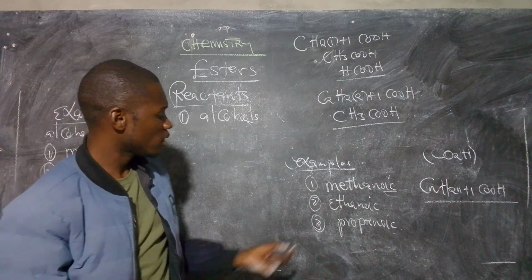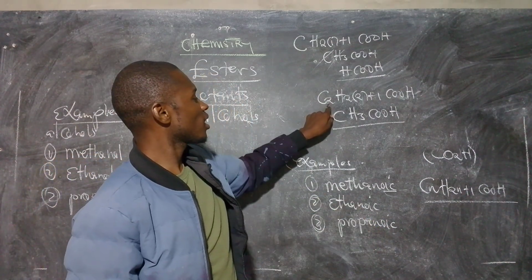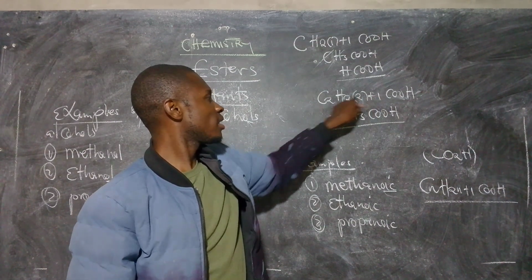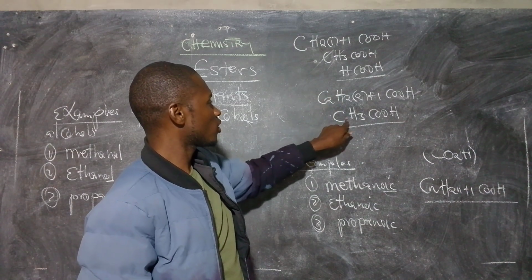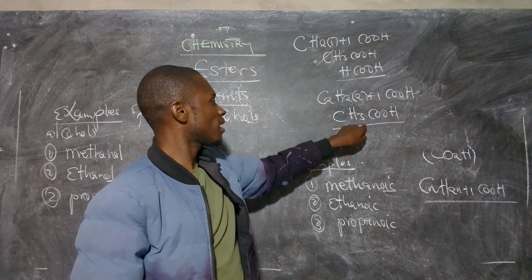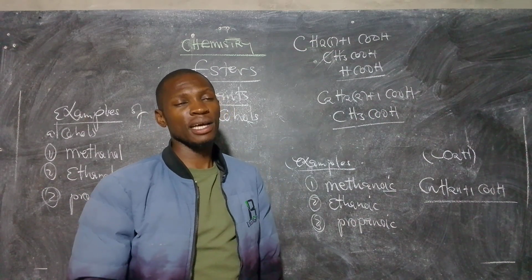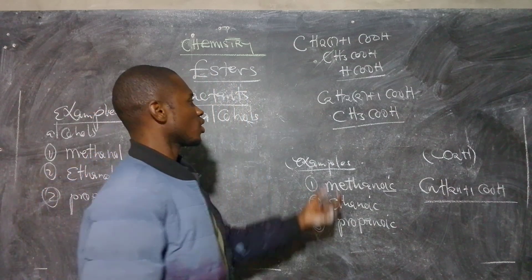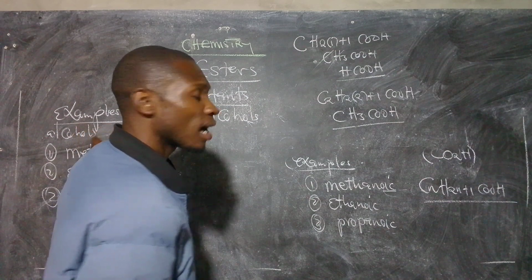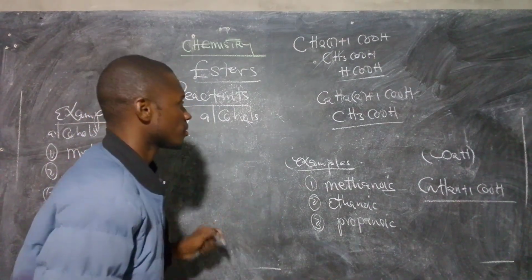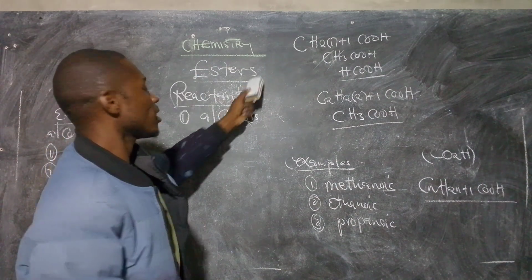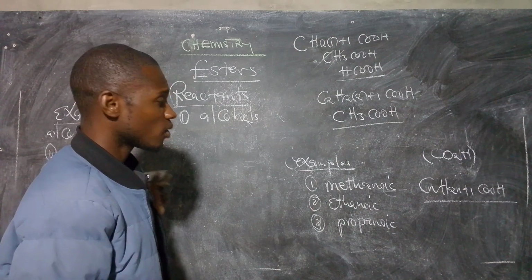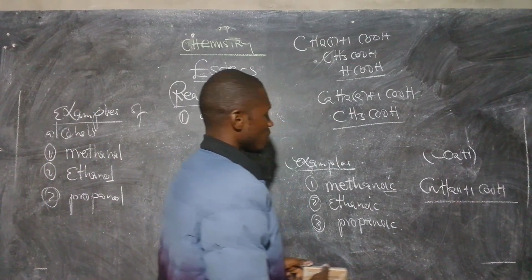If it was propanoic acid, we put 3 here, so 3 by 2 gives us 6. 6 plus 1 is 7, then here it is 3. So you remove 1, remain with 2. Out of 7, you remove 2, remain with 5, then the functional group. That is how we make the molecular formula for carboxylic acids. Don't confuse carboxylic acids with alcohols. These are 2 different things. Remember, we are dealing with esters, but we need to have the background of acids and alcohols. Alright, so we move from there.